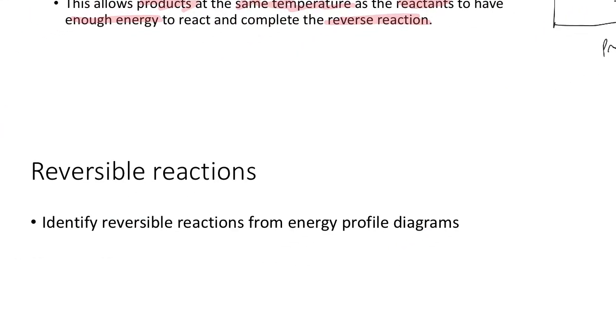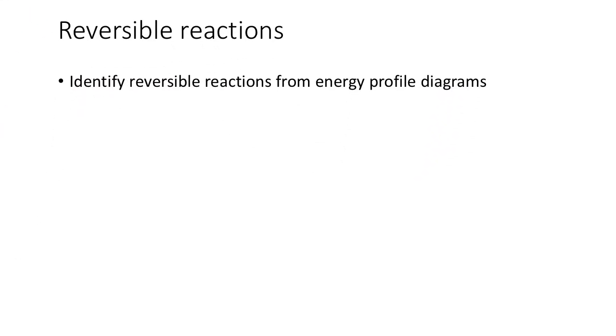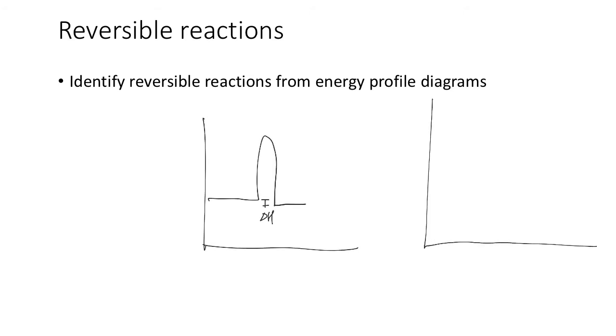Okay, and I've spent too much time explaining that. Let's go on. Identify reversible reactions from energy profile diagrams. You should just remember you're looking for a low, small delta H for energy profile diagrams. Would that one be reversible? Yes, it would, because it still has a low delta H.